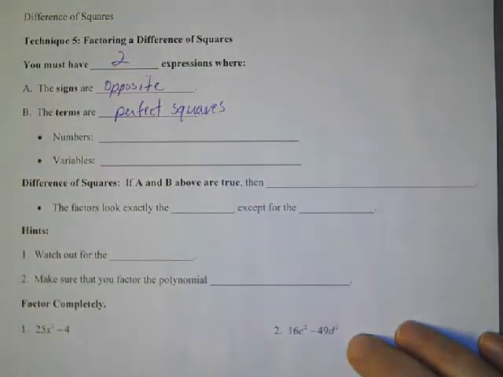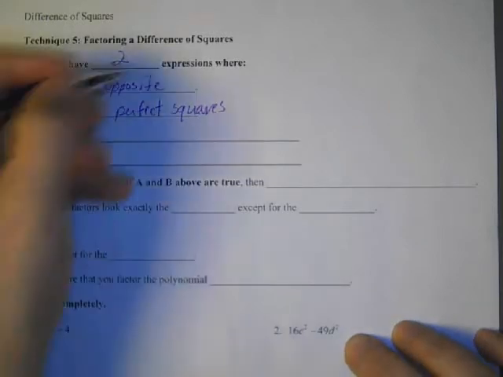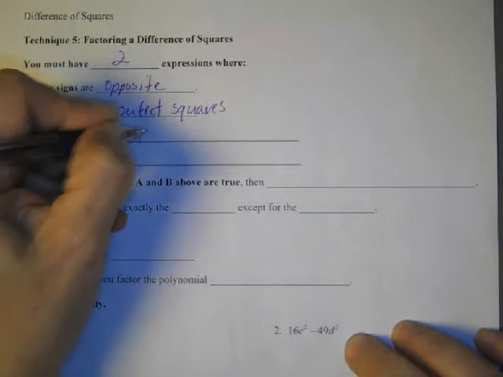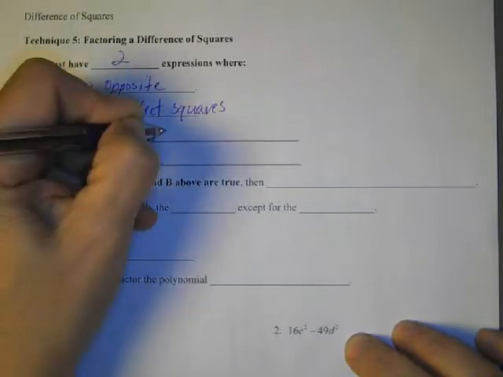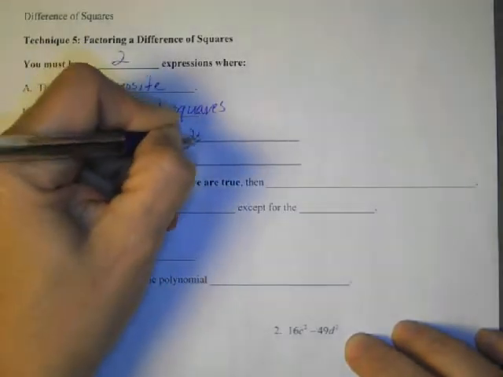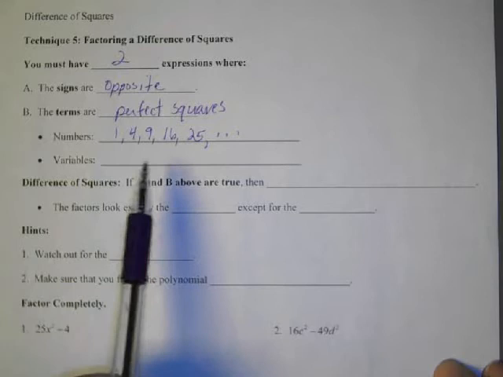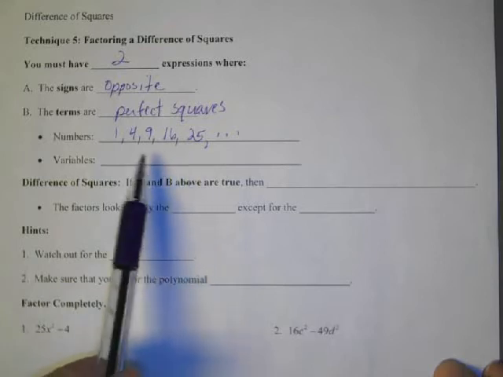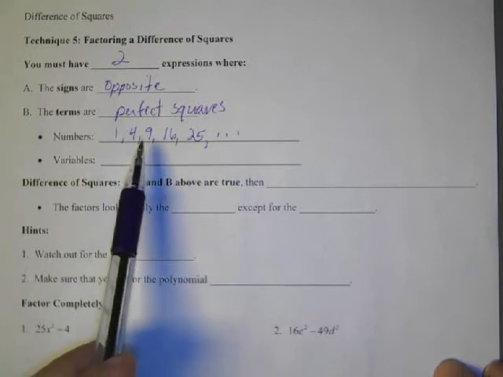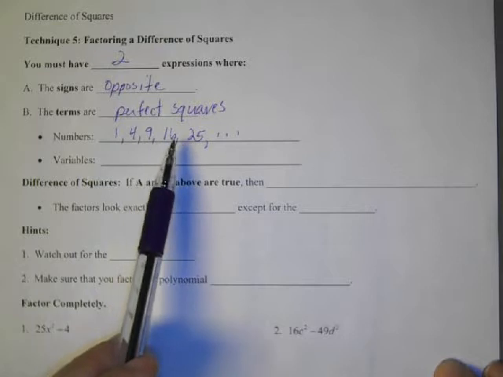First, we need to identify or revisit what perfect squares are. Let's just look at numbers. 1, 4, 9, 16, 25, and so on. These are perfect squares because all of them can be found by taking a number times itself: 2 times 2, 3 times 3, 4 times 4, 5 times 5.